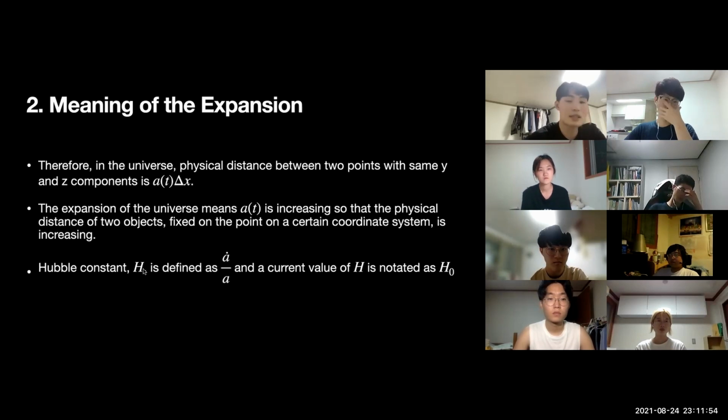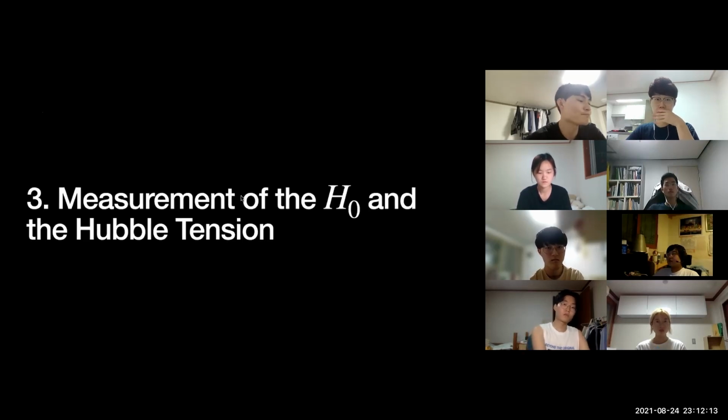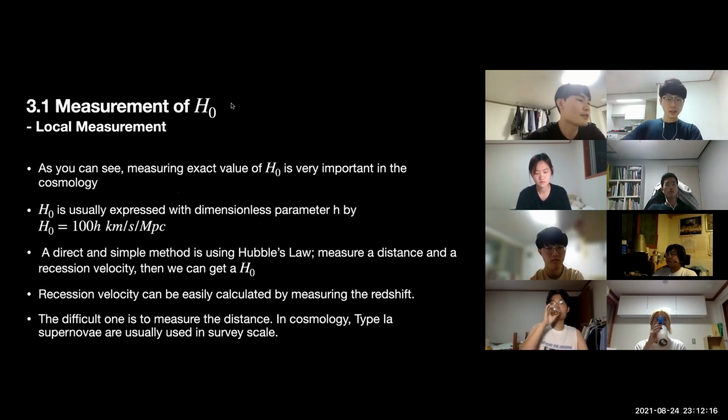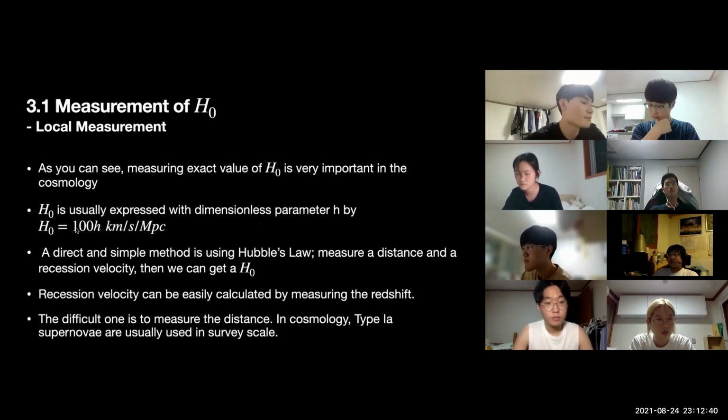And the Hubble constant H is defined as a dot, the time derivative of a, divided by a, and the current value of H is noted as H naught. By the way, it is a convention to call this H naught, H0. So measuring this H naught is very important in cosmology because it shows the evolution of the universe. And H naught is usually expressed with the dimensionless parameter h by these equations. So the h is the measure of the H naught.